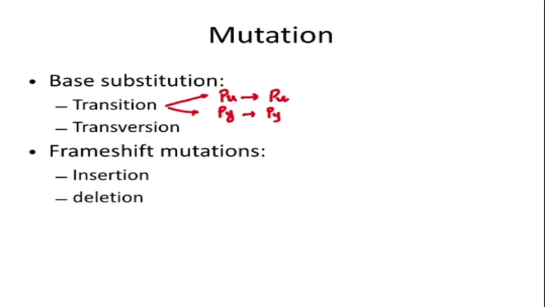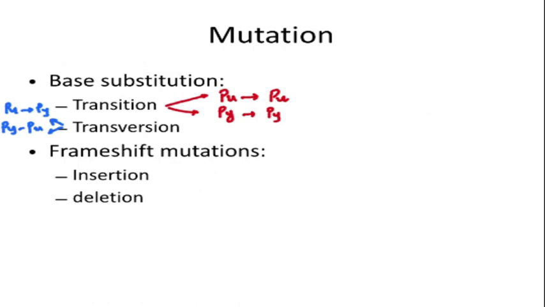But nowadays, more commonly we see the transversion. Here, what is happening is a crossover: purine going for pyrimidine, or pyrimidine going for purine. These are the base substitutions.